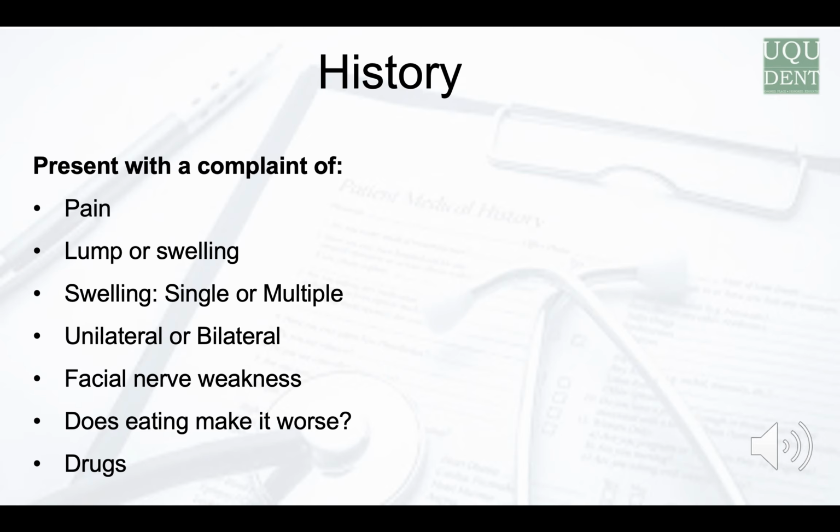You need to know if there is a facial nerve weakness, because this usually occurs with malignancy. You need to know, does eating make it worse? Because if this happens, usually it is a stone or an obstruction. You need to know if the patient is taking any drugs, because some drugs may cause xerostomia or hyposalivation. Other drugs can also cause enlargement of the gland. So you need to know all of these and ask your patient carefully to make a good history.